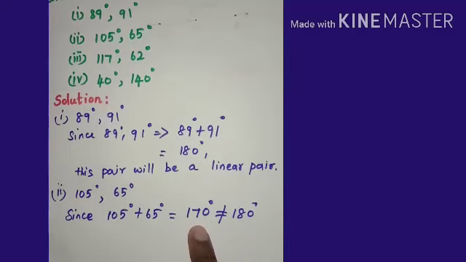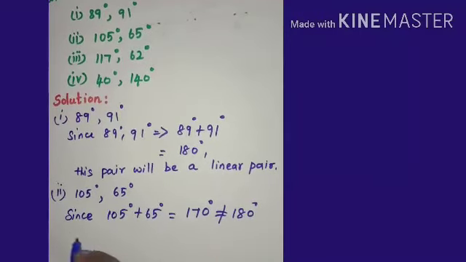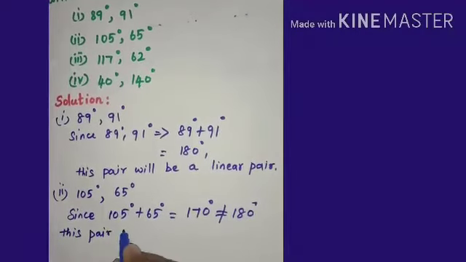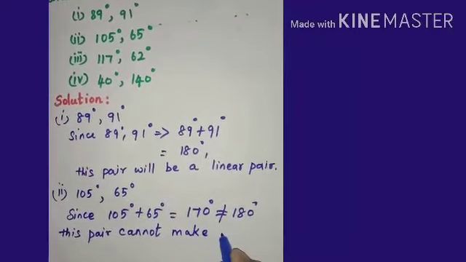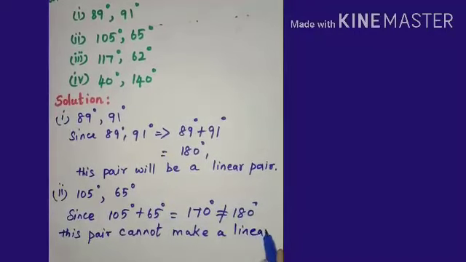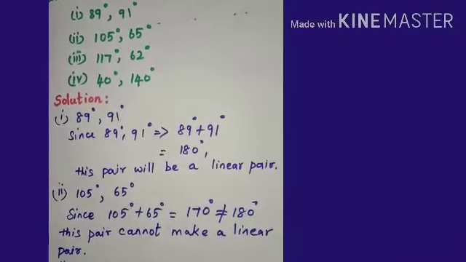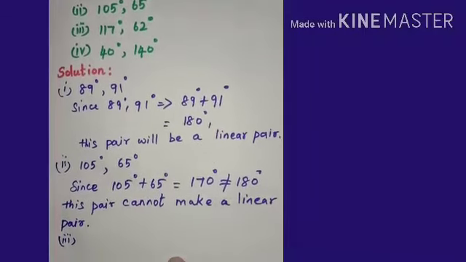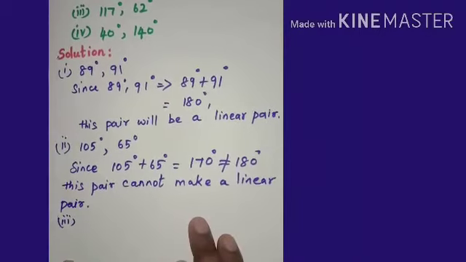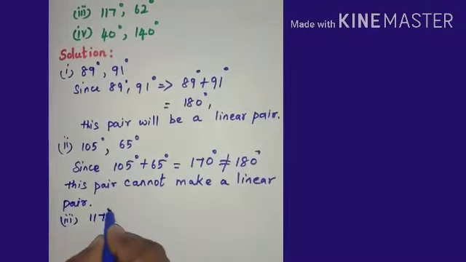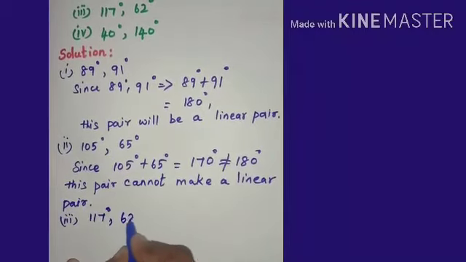So it is not a linear pair. So this pair cannot make a linear pair. Third one. So now students, let us check the third pair. So what is the third pair? 117 degree and 62 degree.